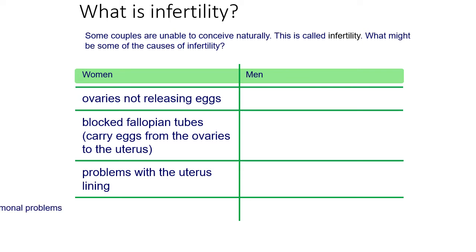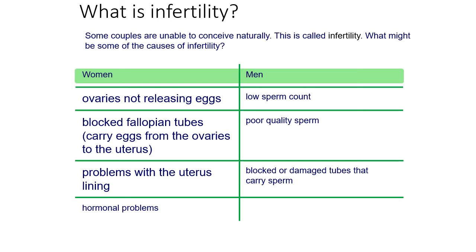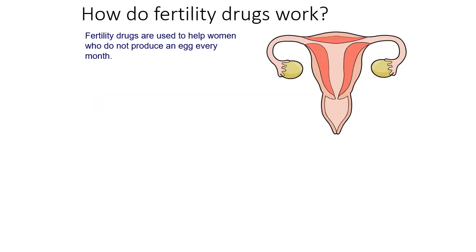Sometimes you get problems with the uterus lining, and you can have hormonal problems causing various things not to function properly. In men, you can have a low sperm count, famously from smoking too much cannabis and drinking too much alcohol. You can have poor quality sperm. You can have blocked or damaged tubes that are supposed to carry the sperm from one place to another. And you can also have hormonal problems. I'm concentrating on women here and how hormones can help women have children.